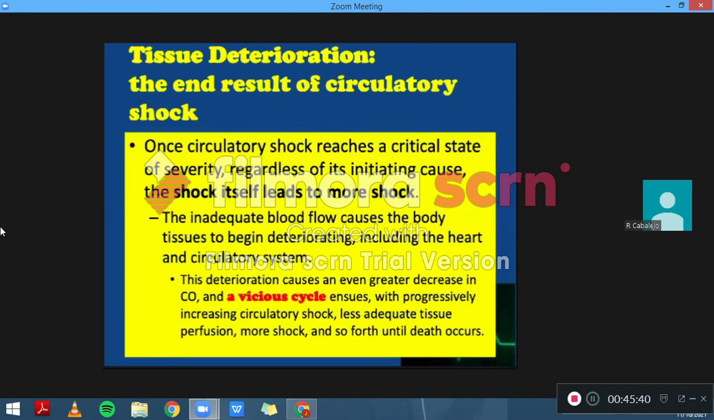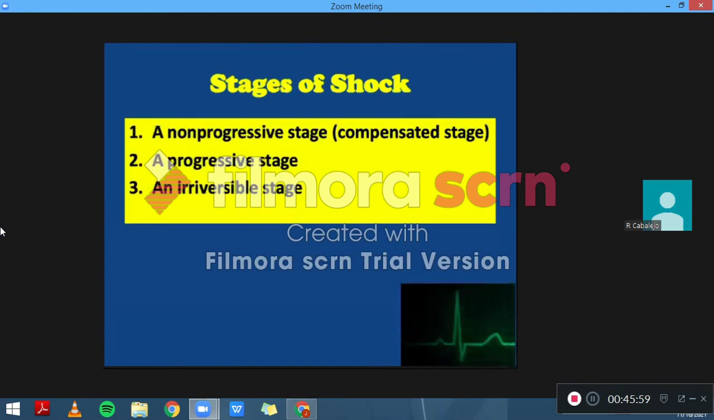Once circulatory shock reaches a critical state of severity, regardless of its initiating cause, the shock itself leads to more shock. So it becomes a rapid positive feedback and a vicious cycle where shock causes more shock, ultimately resulting in death. So what are the stages of shock? There is the non-progressive stage, with normal circulatory compensatory mechanisms, which can eventually cause full recovery without the help of outside therapy. You may also have a shock of a progressive stage and an irreversible stage.